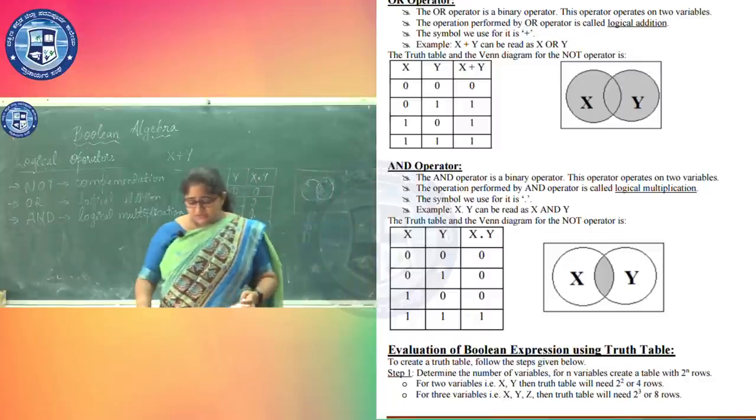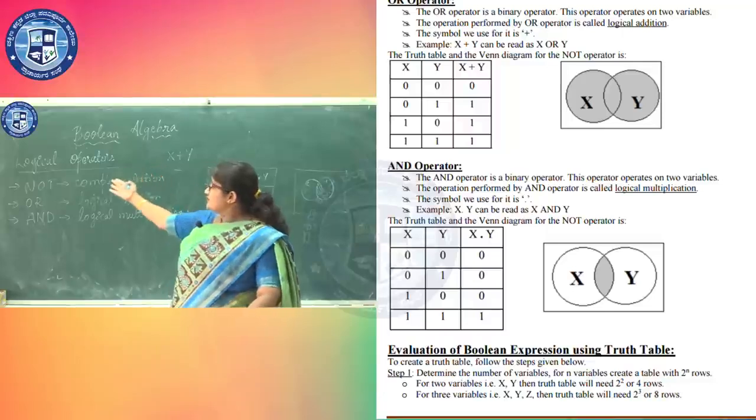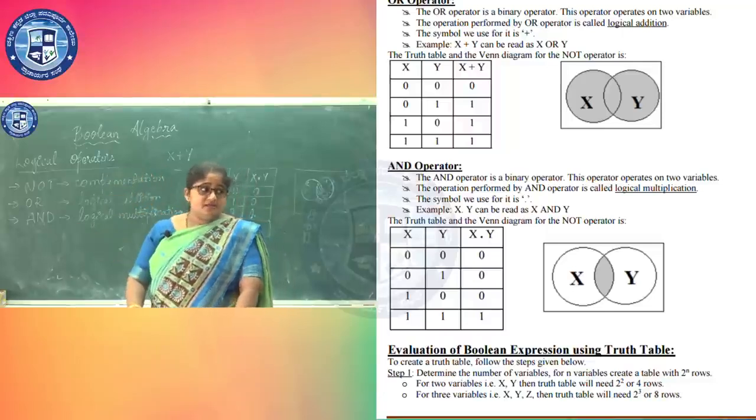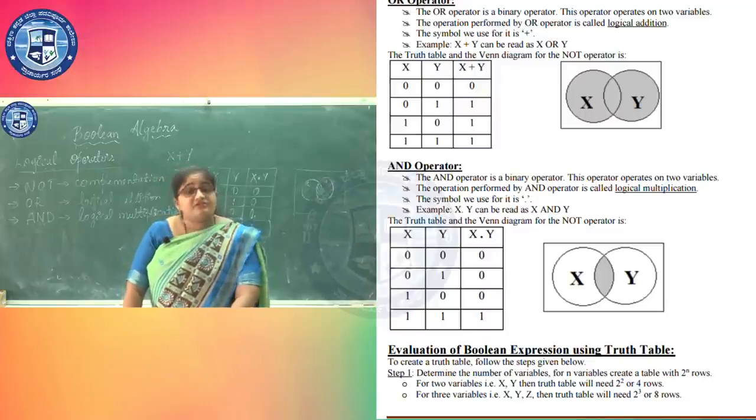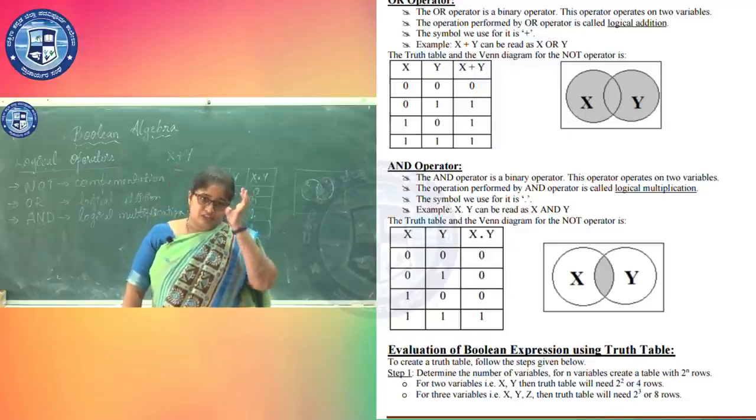So this was about the logical operators, not, or, and. So next we shall get into the higher level out of it, wherein we are evaluating a boolean expression.